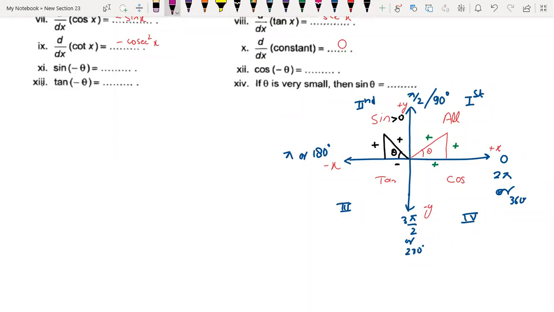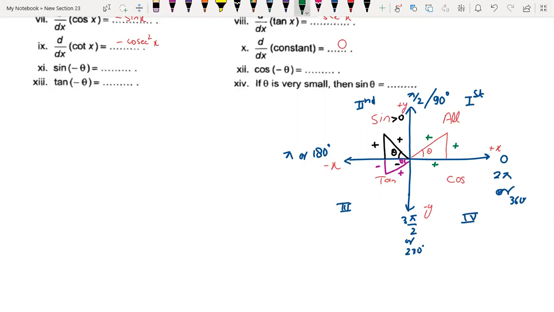Similarly, when we draw the third quadrant angle, its base is negative, its perpendicular is negative, hypotenuse is positive. So here sin theta is perpendicular upon hypotenuse, negative upon positive, that is negative. Cos theta is negative upon positive, that is negative. Tan theta will become negative by negative, that is positive.